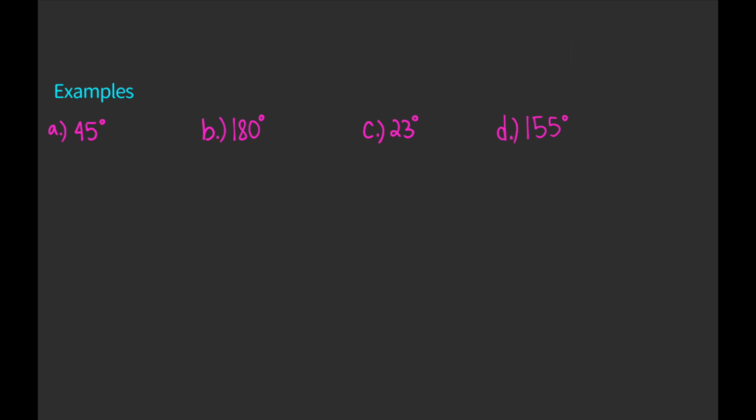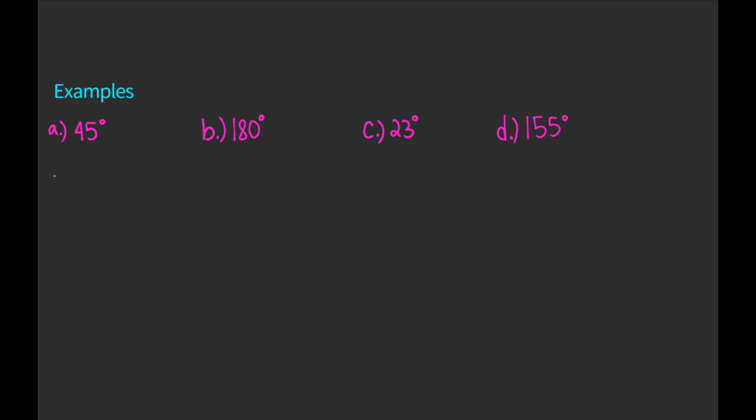So let's do some examples. Example A, we have 45 degrees and we want to turn it into radians. So if you're familiar at all with the unit circle, this is going to be super easy. But if you've never seen the unit circle before, that's okay. You can use the formulas I just talked about earlier to convert this degrees into radians.